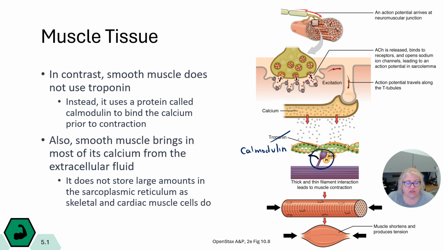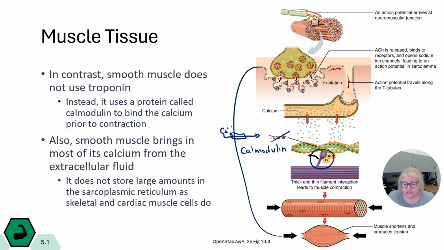Also, smooth muscle brings in most of its calcium from the extracellular fluid. It has some sarcoplasmic reticulum, but it doesn't store a lot in there. Instead, if this is the cell here, smooth muscle is going to bring in a lot of that calcium through transporters when it needs it. So rather than storing a lot in the sarcoplasmic reticulum, like skeletal and cardiac muscle cells do.